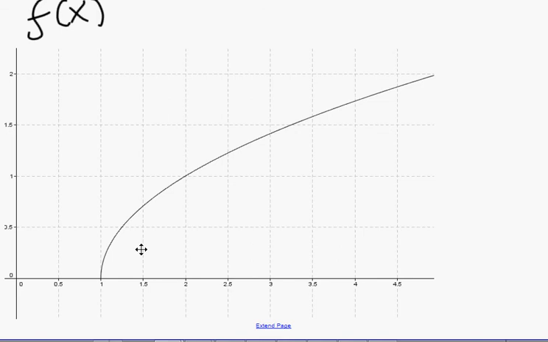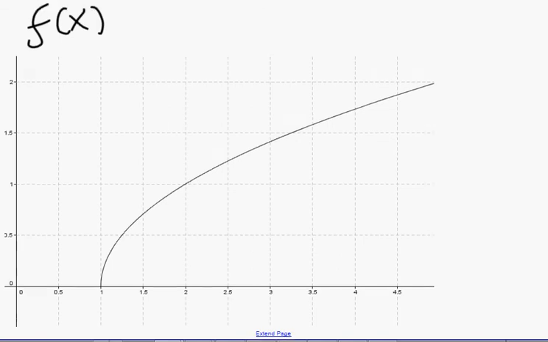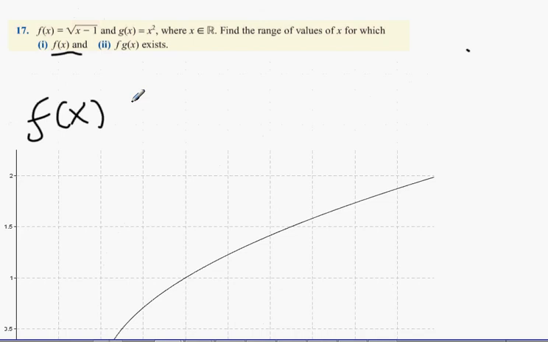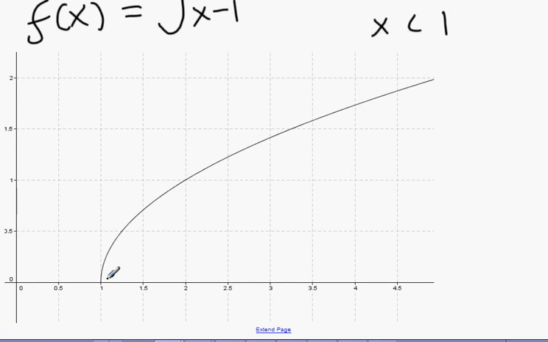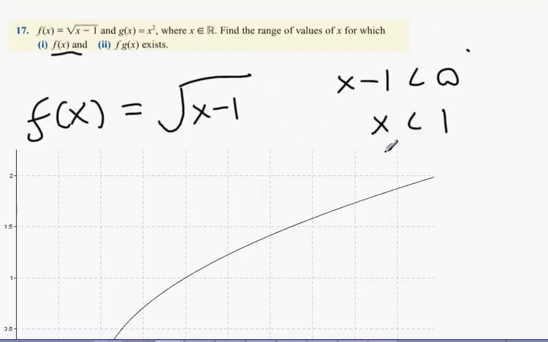You can't get the square root, you can't draw the square root of a negative number. So this means that x minus 1 cannot be smaller than 0. And this means that x cannot be less than 1. So any number less than 1, it doesn't exist. And we see this from the graph. So this means that the graph will only exist for values of x greater than or equal to 1.